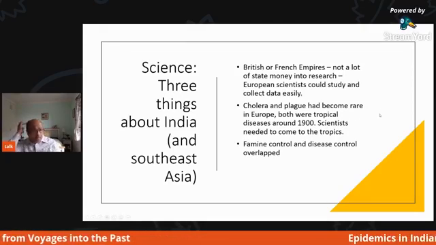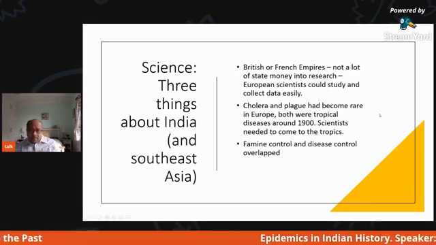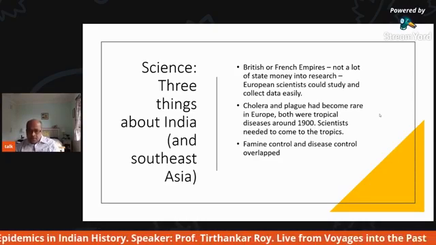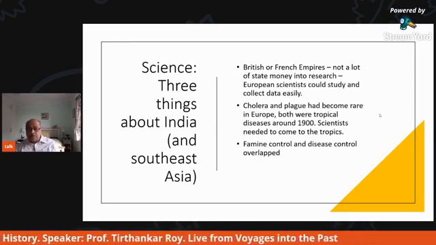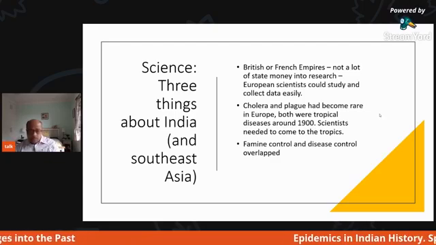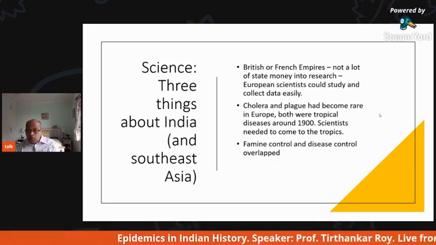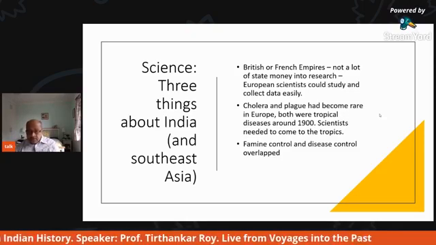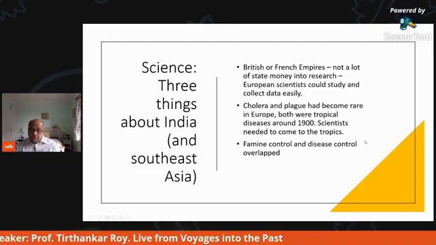The other thing that made Asia, especially South Asia, quite significant in this whole enterprise was the connection between famine control and disease control. By 1900 it was quite common knowledge that if you wanted to reduce the number of deaths from famine, you had to work both on food and on disease. Some of the diseases had a close connection with the famine condition.